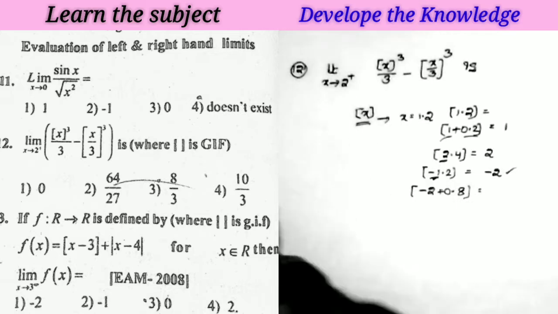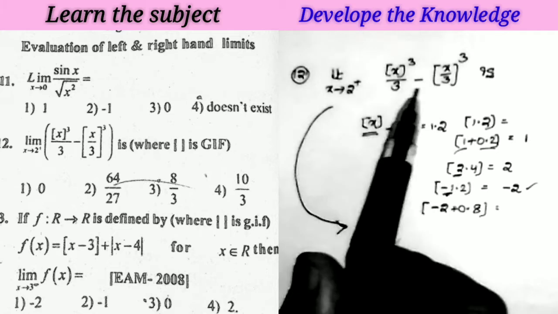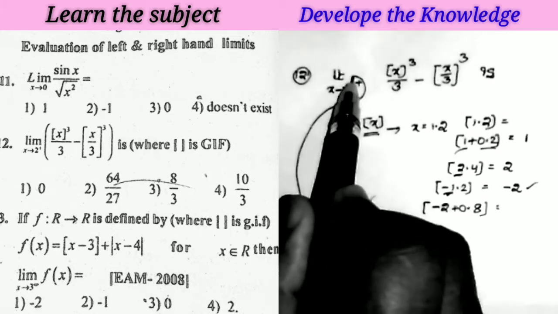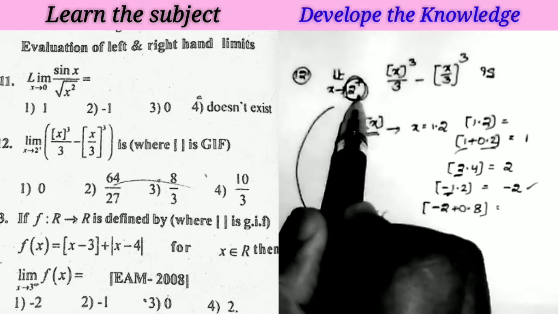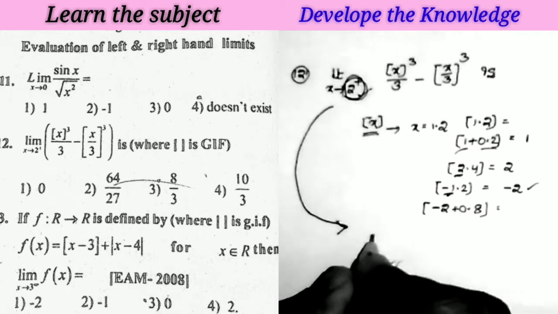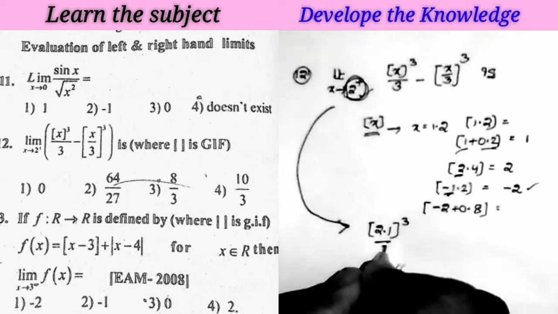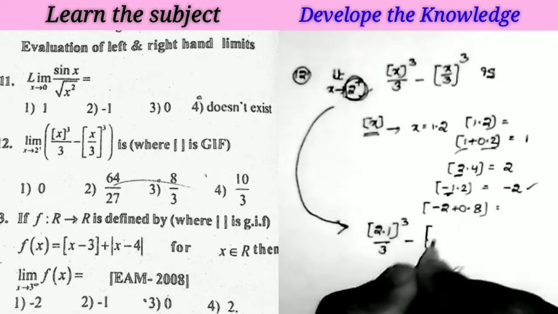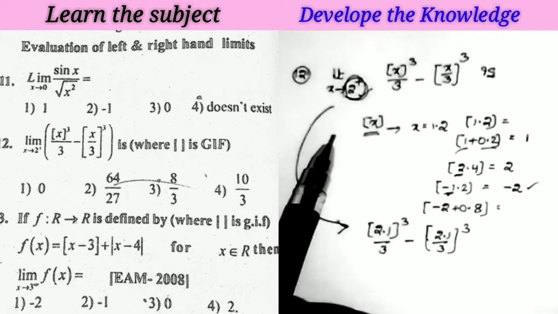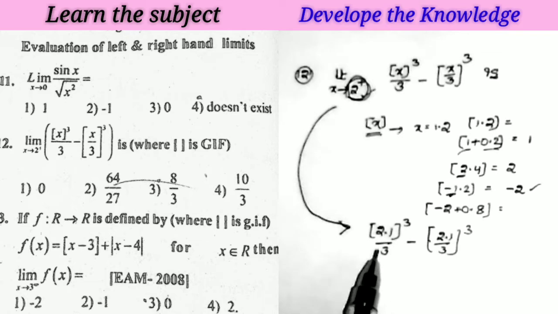Now coming to the given question. What is the given question? Limit x tends to 2 plus of [x] cubed by 3 minus [x by 3] cubed. X tends to 2 plus means we take a value more than 2 and nearly close to 2, just 2.1. So here I use the value x equal to 2.1.